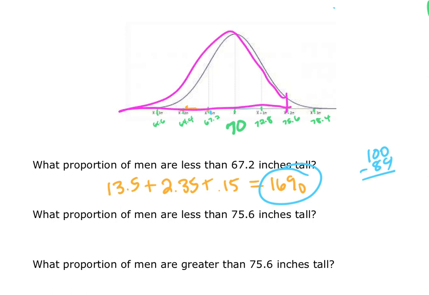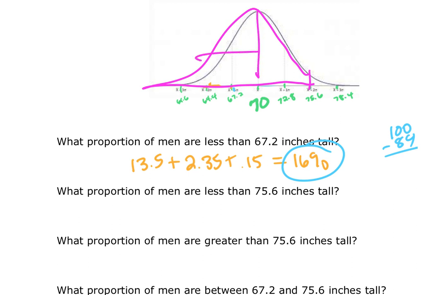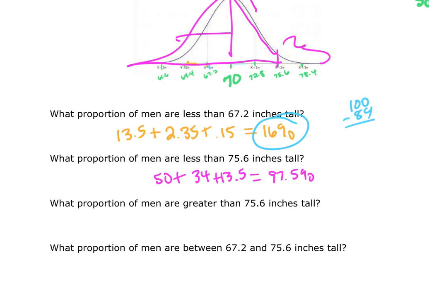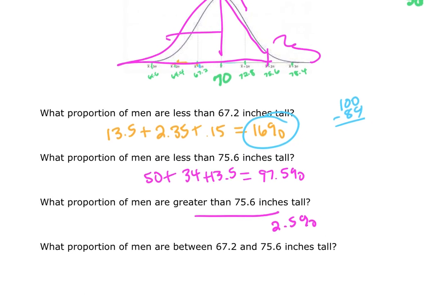So we're talking 50 plus 34 plus 13.5, so exactly, 97.5%. You could have done that as well, 100 minus 2.5. Well, then wouldn't the next one just be 2.5? We haven't gotten to the next one. So yeah, if it's greater than 75.6, then that is the 2.5%. You spoiled it. Oh, it's 2.5.